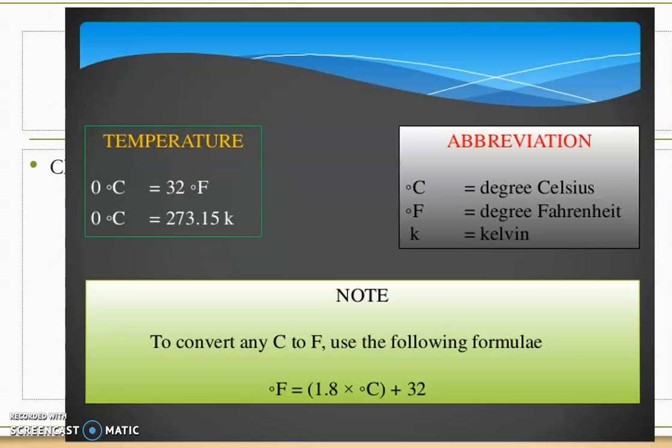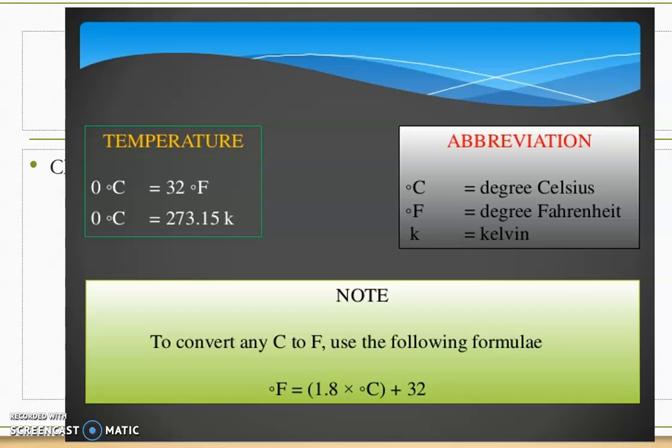The next important is temperature. Temperature is again widely used to measure an important parameter, to control it, to measure it. It's very important. So 0 degree Celsius is 32 Fahrenheit, 0 degree Celsius is 273.15 Kelvin, and one must know how to convert degree Celsius into Fahrenheit.